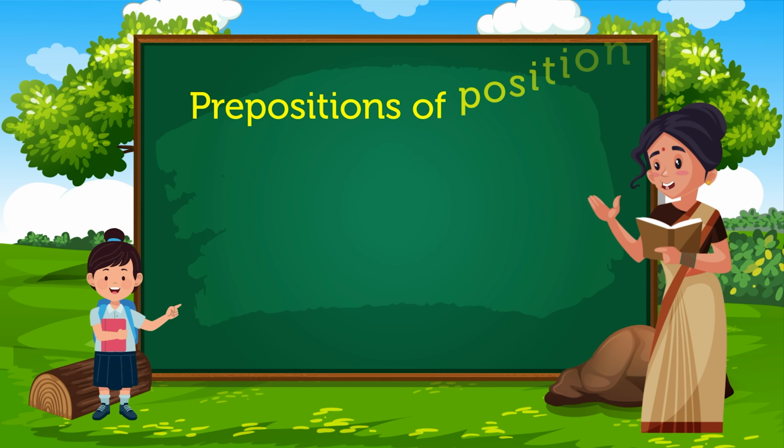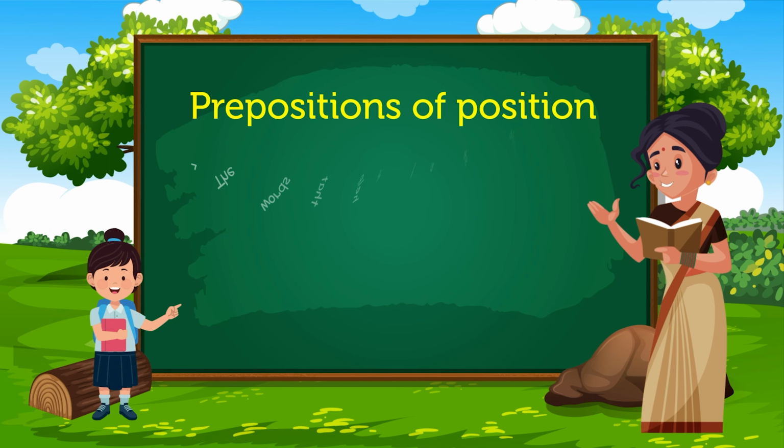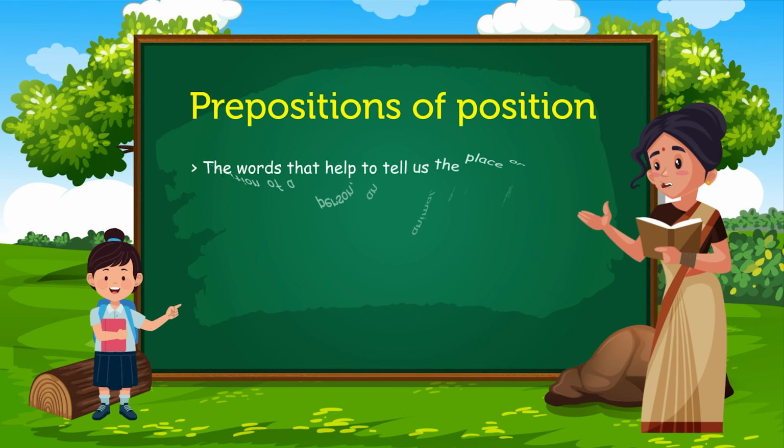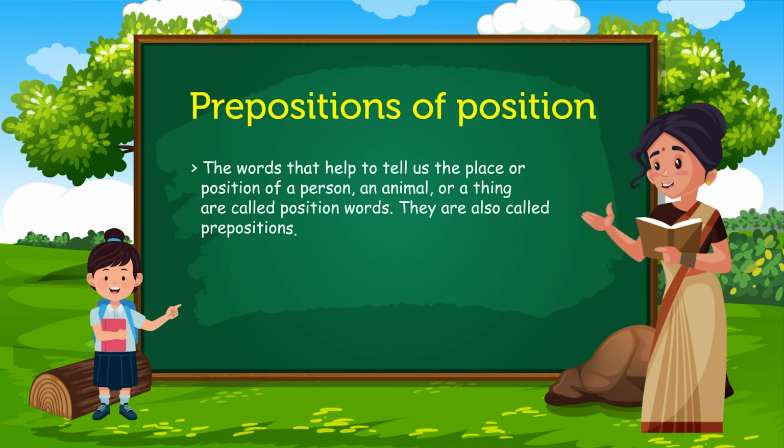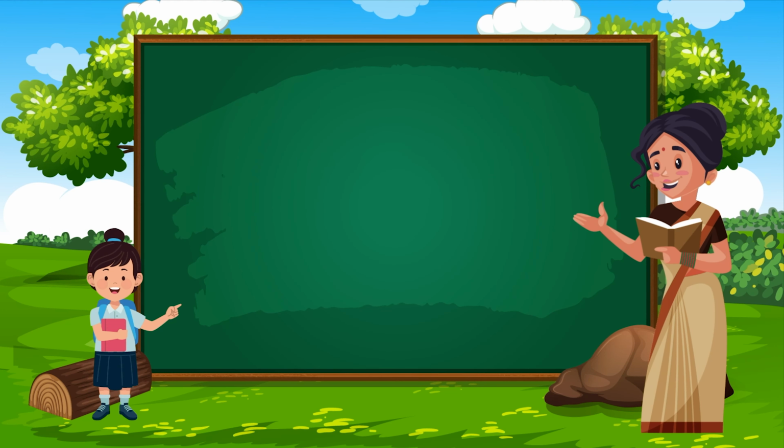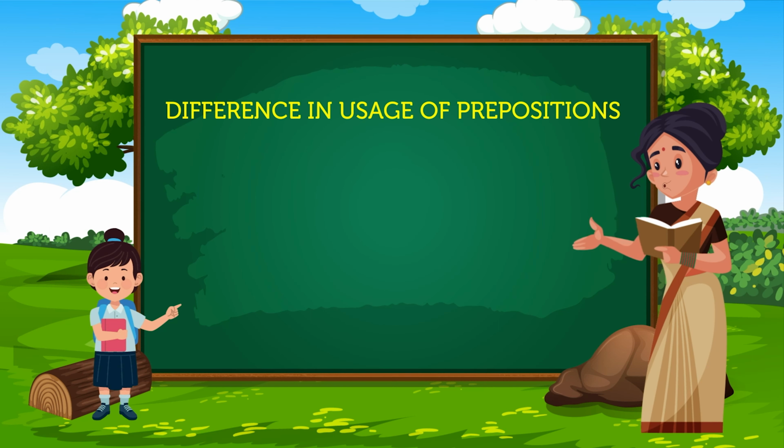Prepositions of position. The words that help to tell us the place, a position of a person, an animal or a thing are called position words. They are also called prepositions. Let's learn in detail about the difference in usage of prepositions such as on, over and above.